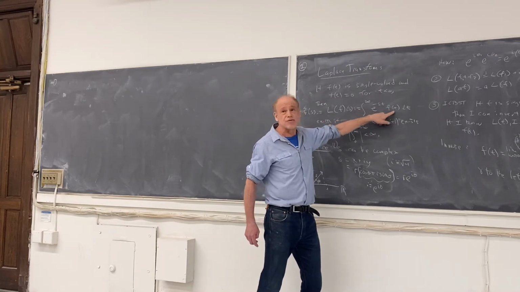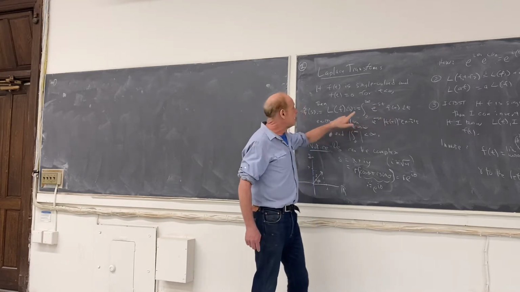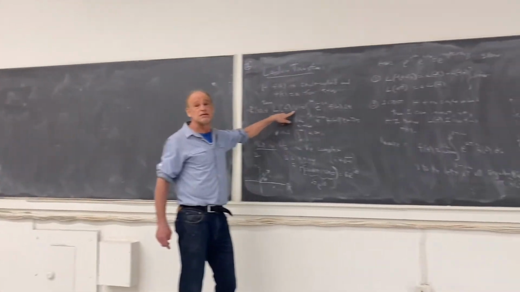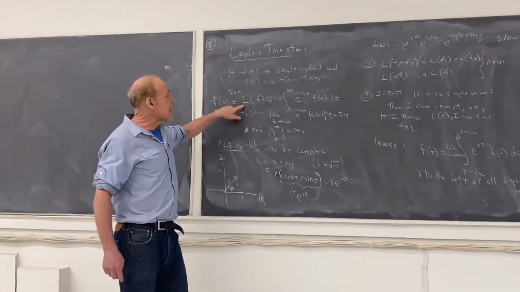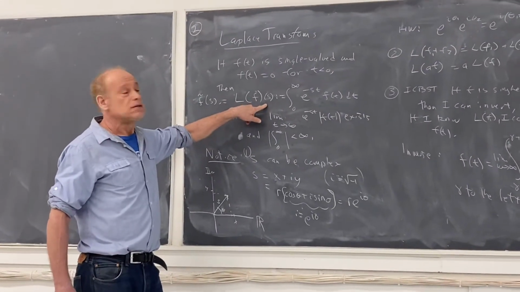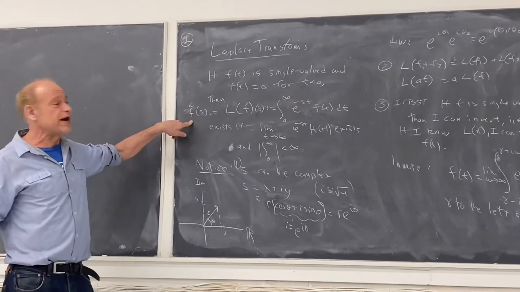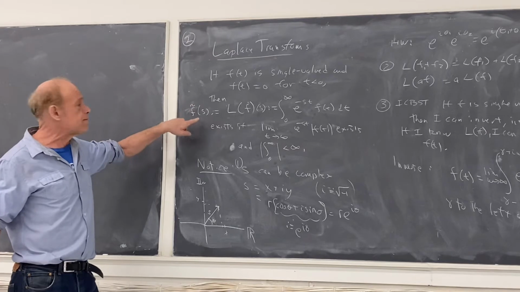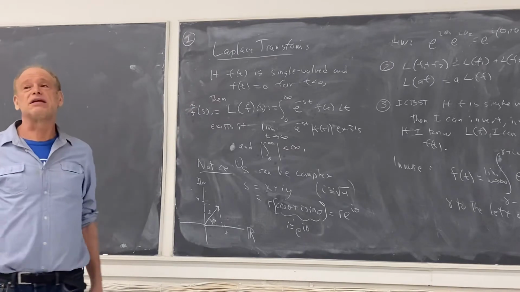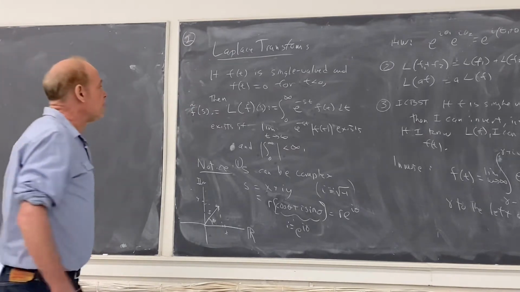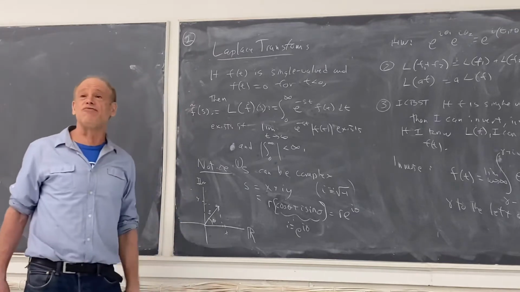Notice once I've integrated dt, there's no t left, and the result is a function of s. I could either write it as L of f of s, the Laplace transform of f, whereas often, just for shorthand, I'll write an F with a tilde on top as a function of s. Sometimes people are sloppy and they'll leave the tilde off, and I find that confusing.